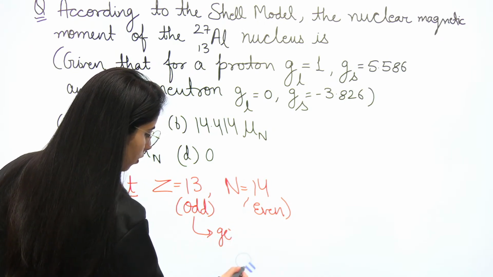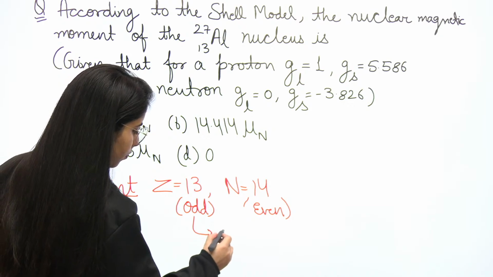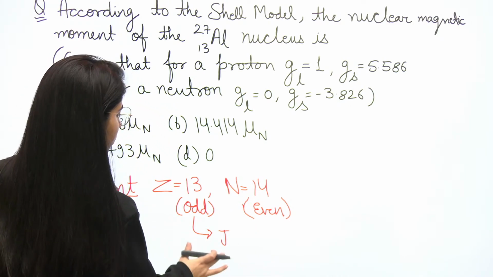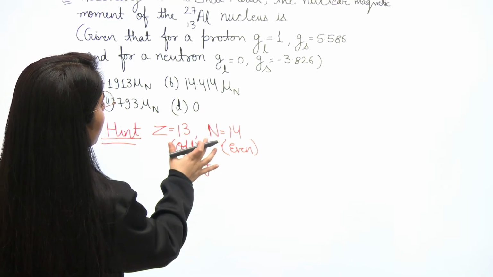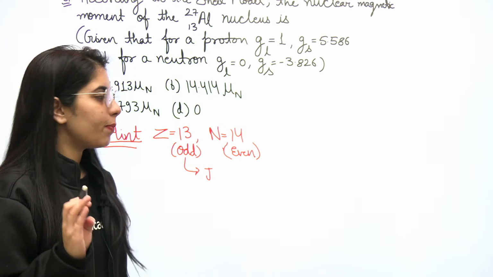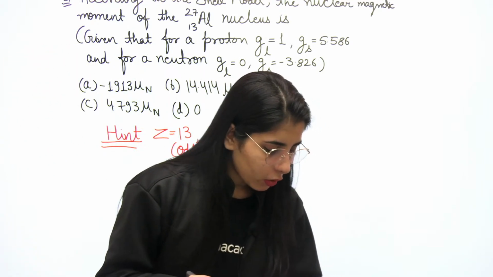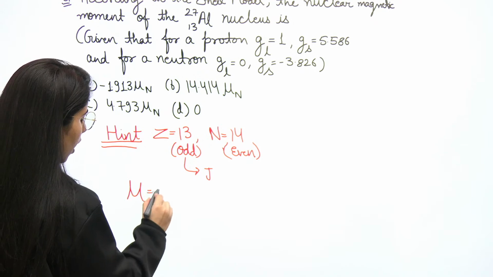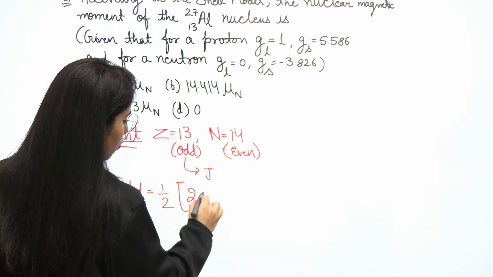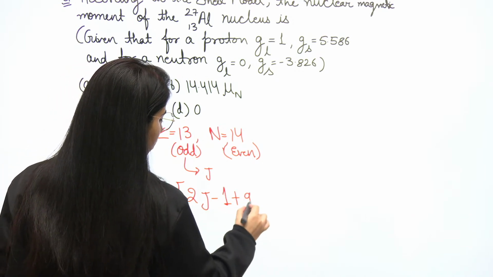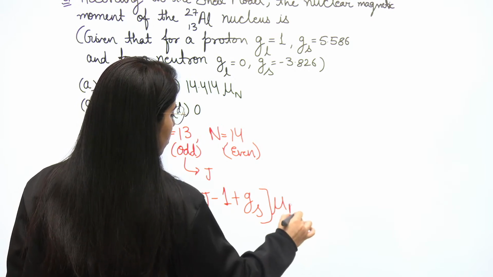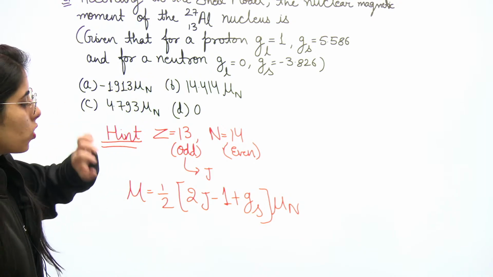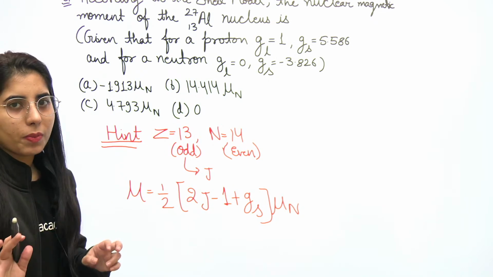This is basically J. Whatever nucleon is odd will contribute to getting the value of J, that is, angular momentum. Now when you want to find mu, its value will be mu equal to half into 2j minus 1 plus gs into mu n. Mu n again is the nuclear magneton. Depending on this, you will be able to get your final answer. As all the parameters are given in the question, just put in the values and try it now. I hope you will be able to get it right.